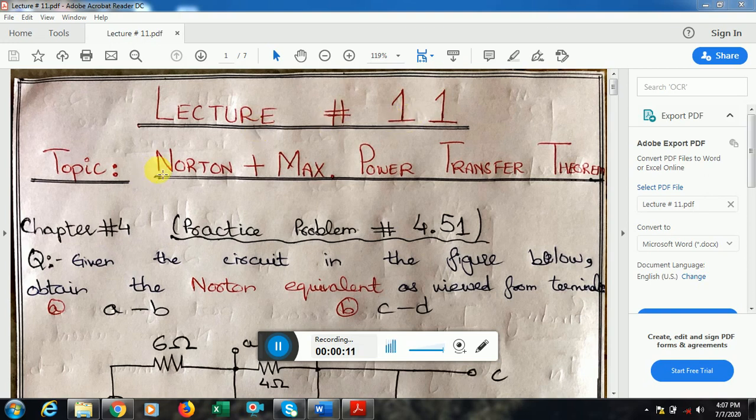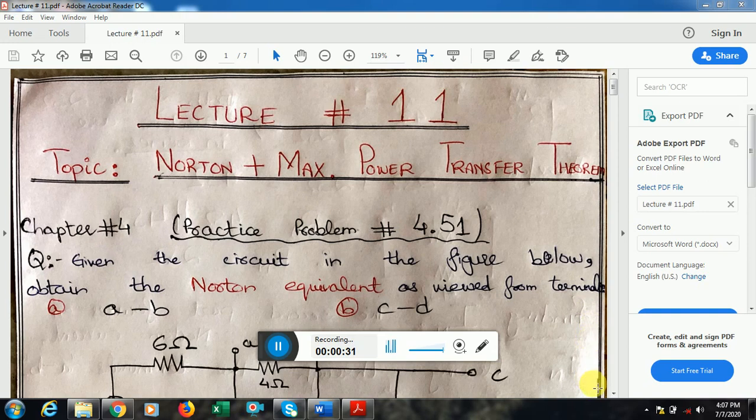Today we are going to study Norton theorem and maximum power transfer theorem. First of all, I will try to solve a practice problem and another question with you regarding Norton theorem, and then followed on we'll try and understand the new concept of maximum power transfer in electric circuits.